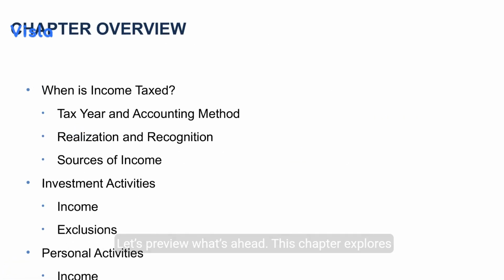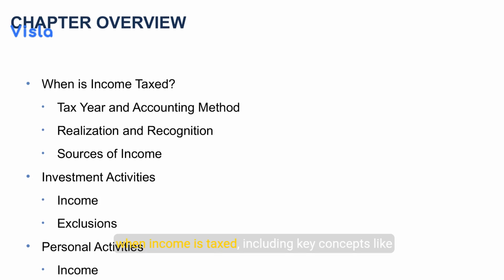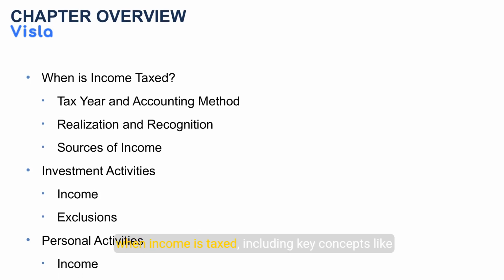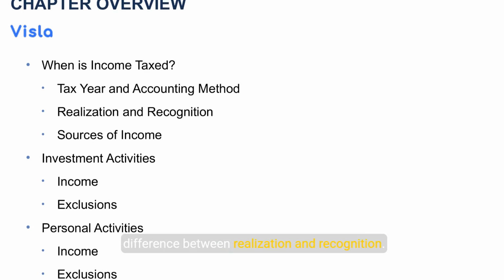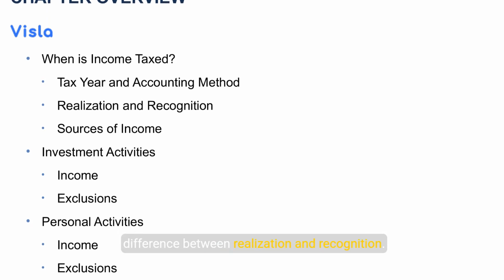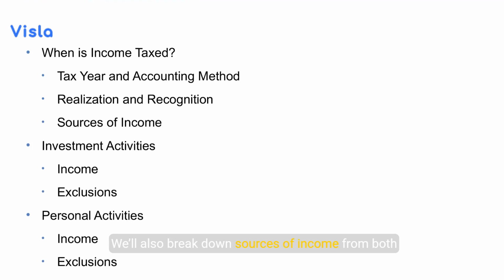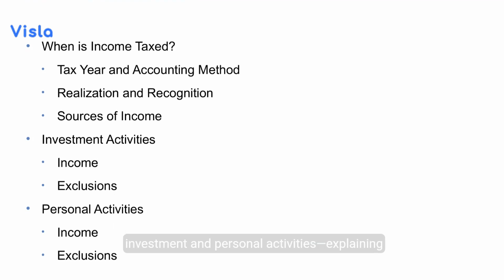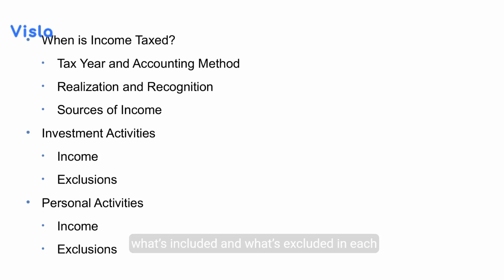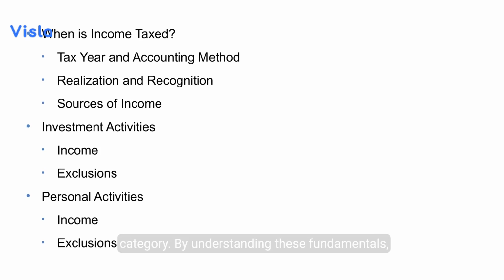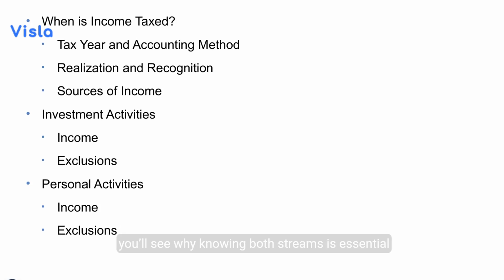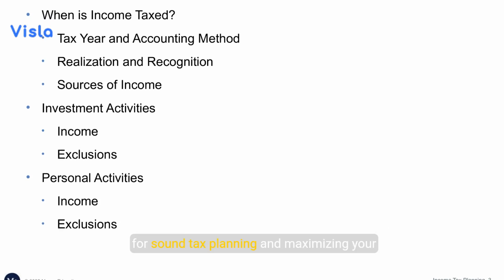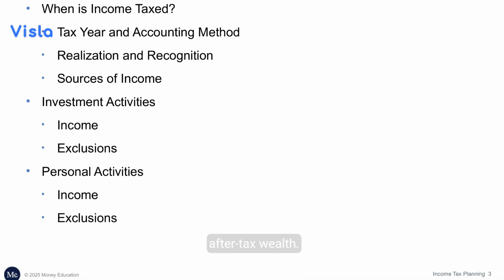Let's preview what's ahead. This chapter explores when income is taxed, including key concepts like the tax year, accounting methods, and the difference between realization and recognition. We'll also break down sources of income from both investment and personal activities, explaining what's included and what's excluded in each category. By understanding these fundamentals, you'll see why knowing both streams is essential for sound tax planning and maximizing your after-tax wealth.